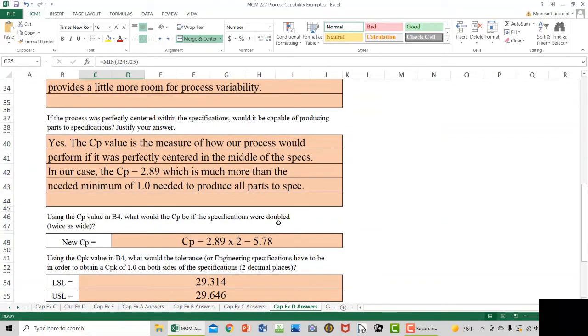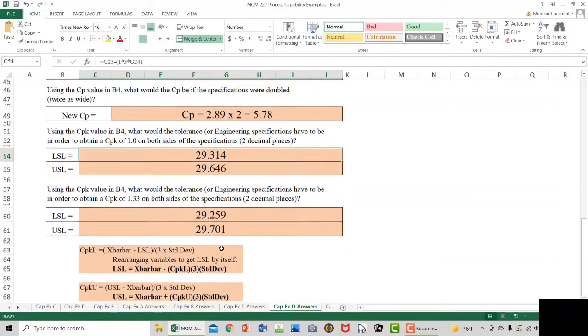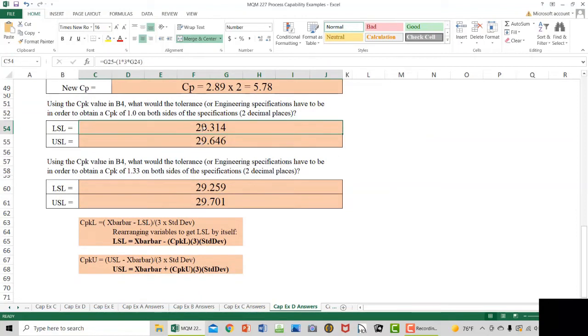What happens if the specifications were double? We just take the CP and we double it like we did in ABC. And what happens if we would like to have a CP of 1.0 on both sides? Well, guess what? We could do that if we changed the tolerance. Remember these numbers? The X bar minus 1 times 3 times the standard deviation we calculated, or the sigma. And we come up with that number.